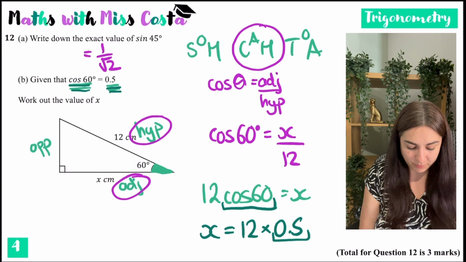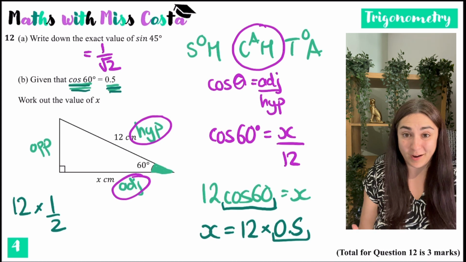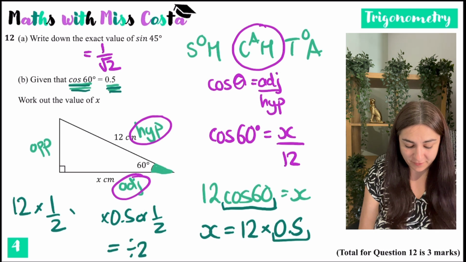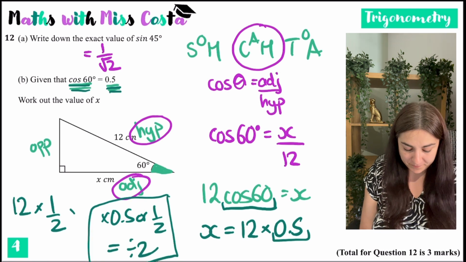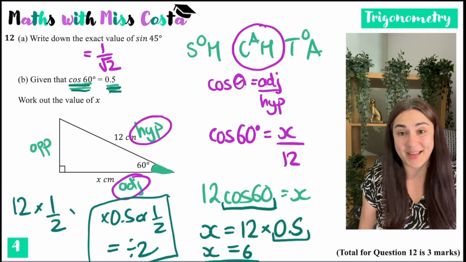So 12 times 0.5, well, multiplying by a half or 0.5 is the same as dividing by 2. Just a quick little non-calculator exam tip. So x is going to be 6. And that's how I do that.